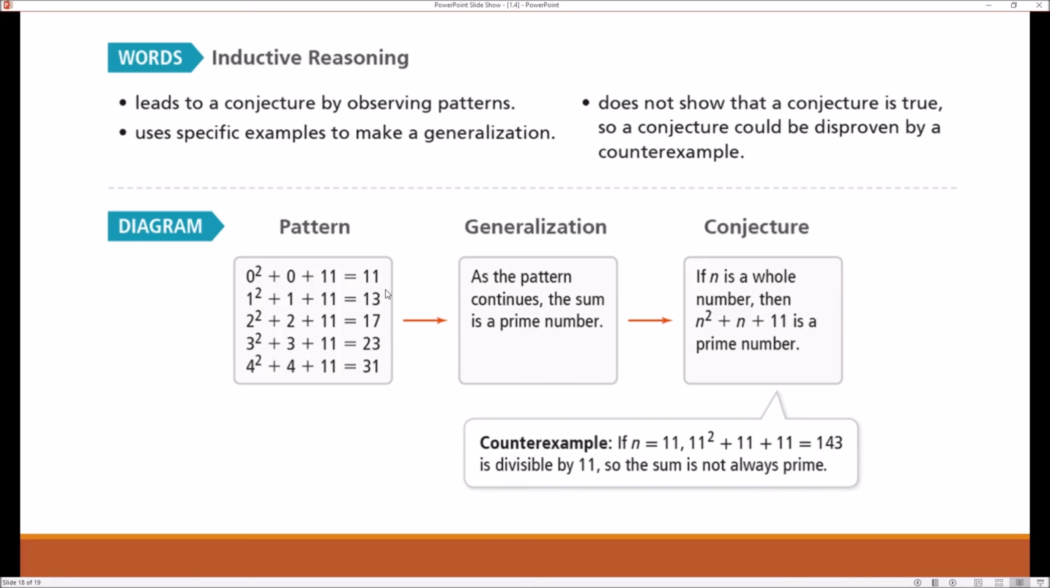Naturally at this point, we'll ask you to find a counterexample. And we can say that if we have n equals 11, we end up with 11 squared plus 11 plus 11, which is 143, and that is divisible by 11. So the sum is not always prime. That's a perfect counterexample. That's all I would ask for. I couldn't ask for anything more, to be fair.